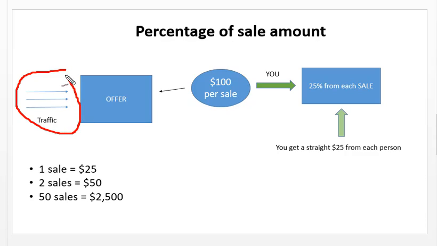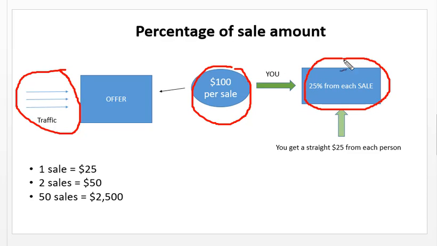You send traffic to this particular offer that you are promoting, and the offer is costing like $100 for each customer. If they purchase from your referral link, you get a 25% commission per sale. So you make how much? You make $25 from each person. So one sale would translate to $25. If you make two sales in that particular day, you would get $50. And if possible you make 50 sales, you would get $2,500.